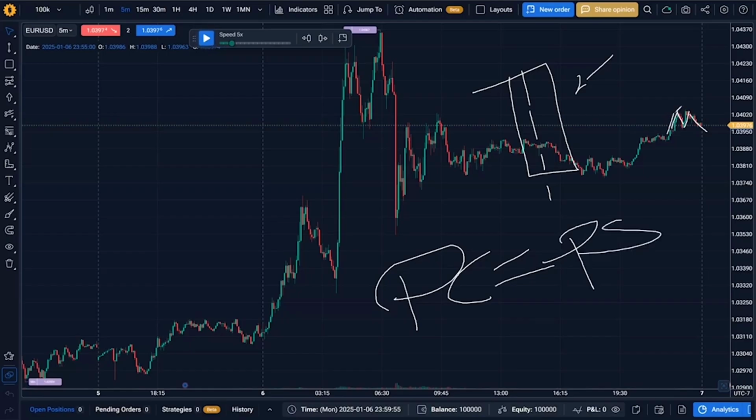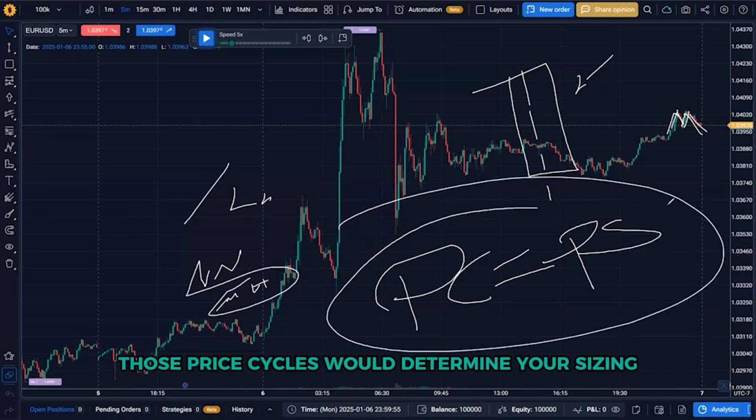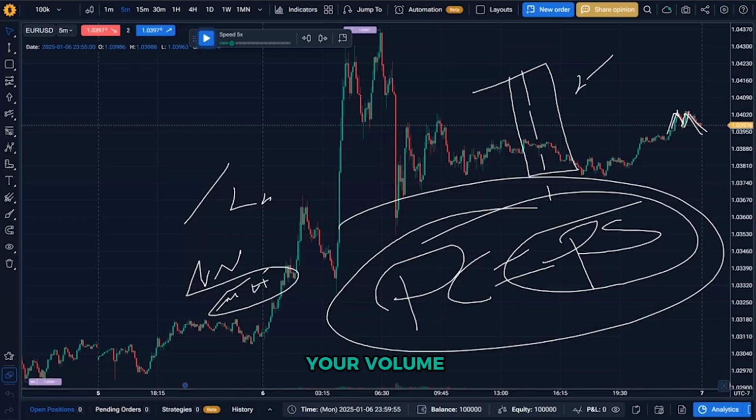So we measure what our price cycles are, and we're like, okay, if they're big, we stay light. If they're small, we can go normal. And if they're teeny tiny, we might be able to go a little heavier or not trade it at all, right? Those price cycles will determine your sizing, your volume. Exactly. Hey, you guys got that right. But that wasn't even part of the quiz. Bonus points.